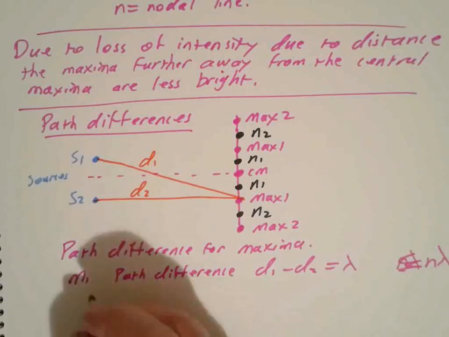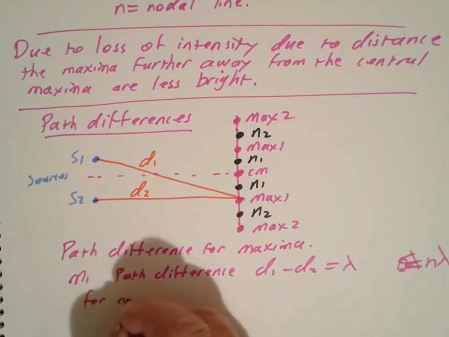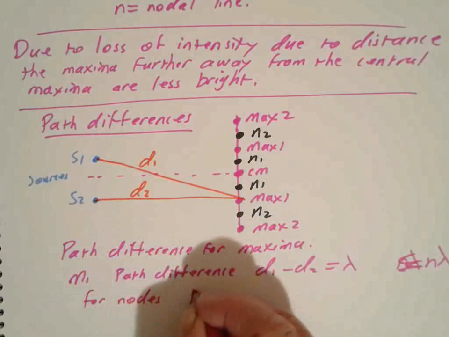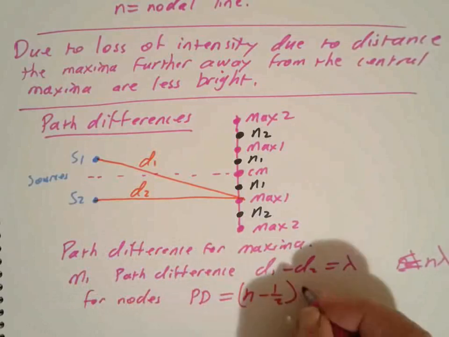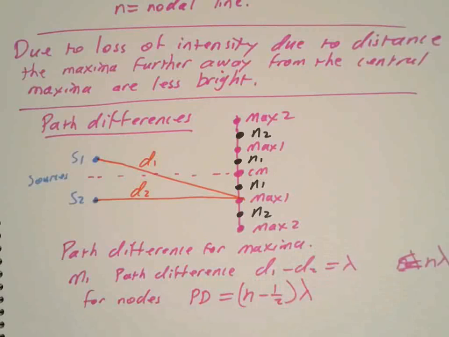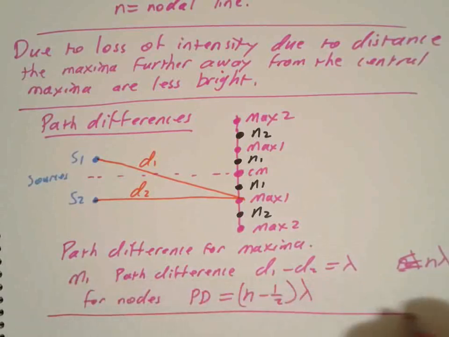And don't forget, for nodes, path difference equals n minus a half lambda. Always a multiple of half a lambda. That way you get cancellation because one wave is going up while one wave is going down.